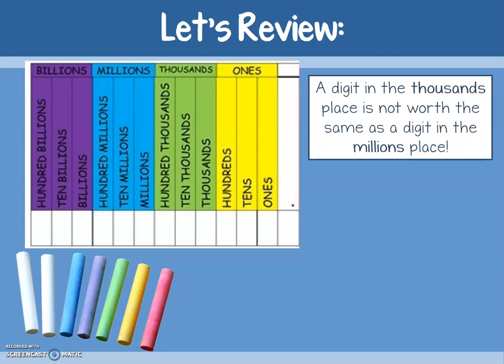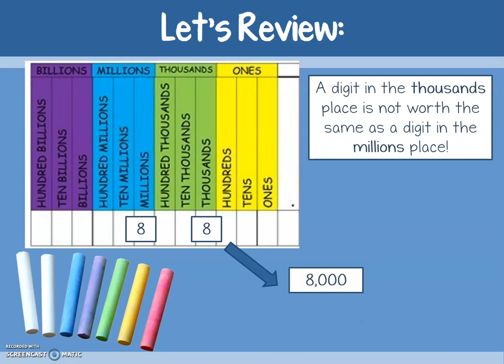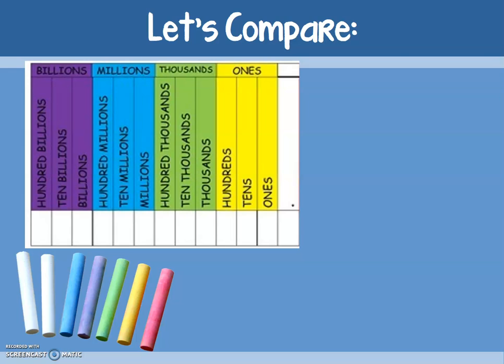We know that a digit in the thousands place is not worth the same as a digit in the millions place. So for example, let's say I put the digit 8 in both the thousands and the millions place. I know that the 8 in the thousands place has a value of 8,000, but the 8 in the millions place has a value of 8 million. Even though I used the same digit, an 8, the values are very different and represent different numbers. So let's start comparing and see how this is important for us.